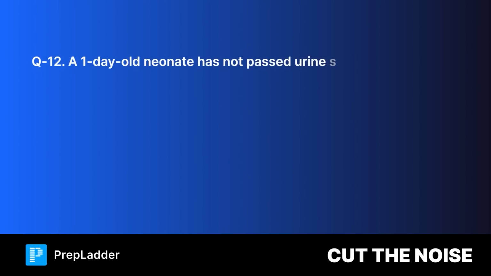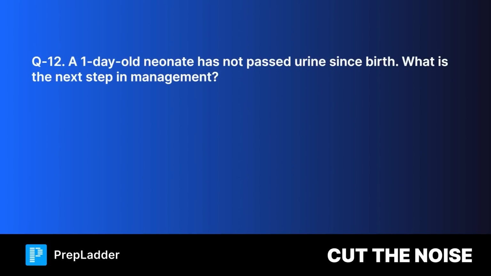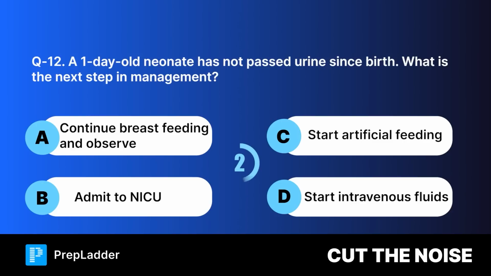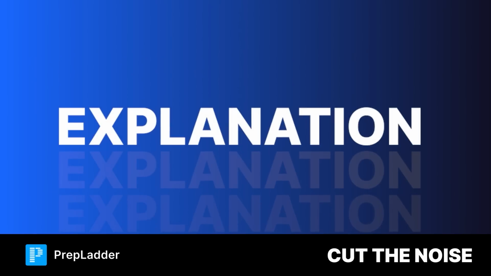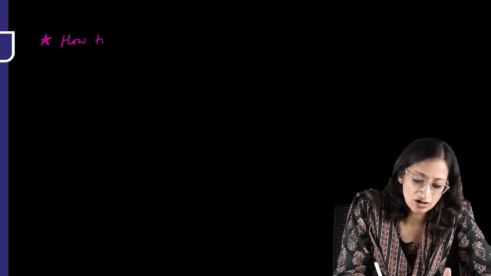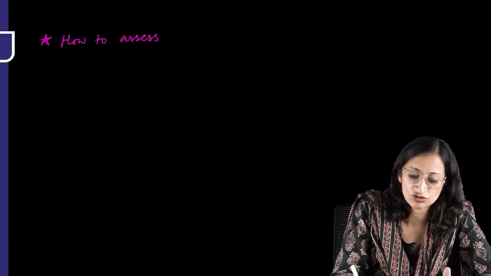Question 12. A 1-day-old neonate has not passed urine since birth. What is the next step in management? The correct answer is continue breastfeeding and observe. Here's the explanation. How to assess whether breast milk is adequate for the baby?